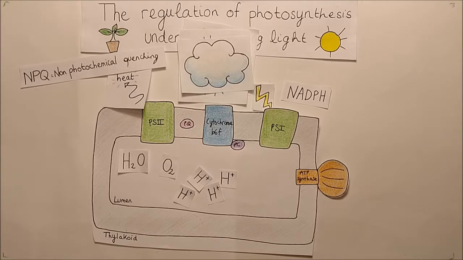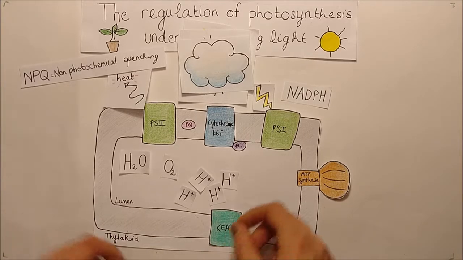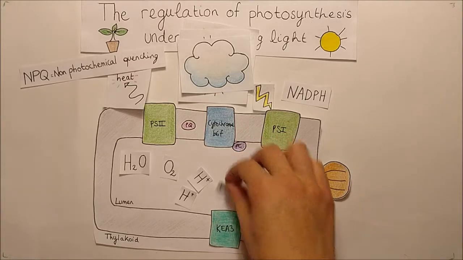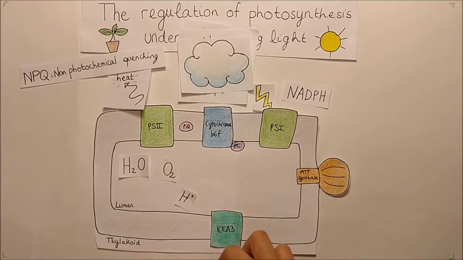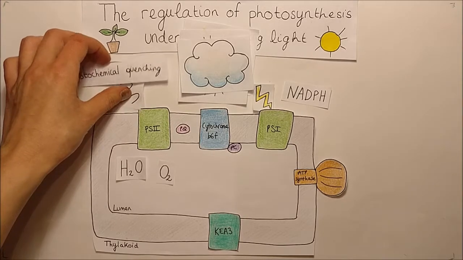The German team discovered a special mechanism that is activated. It's another inserted protein in the membrane, called KEA3. Then, the protons can go out, and the concentration of protons decreases, and then the defense of the plant is inactivated.